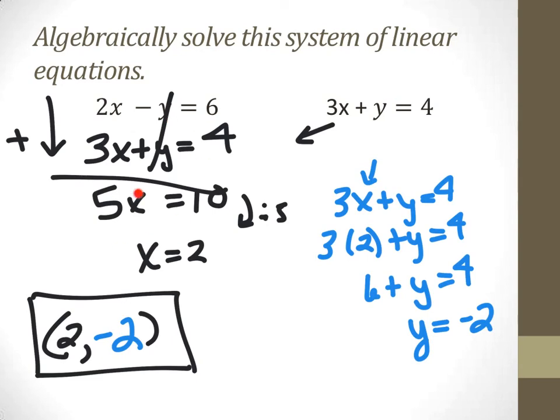So what you've seen here is elimination. Remember substitution, solve one of them for one of the variables, and then substitute it into the other. And in the end, we end up getting a point.